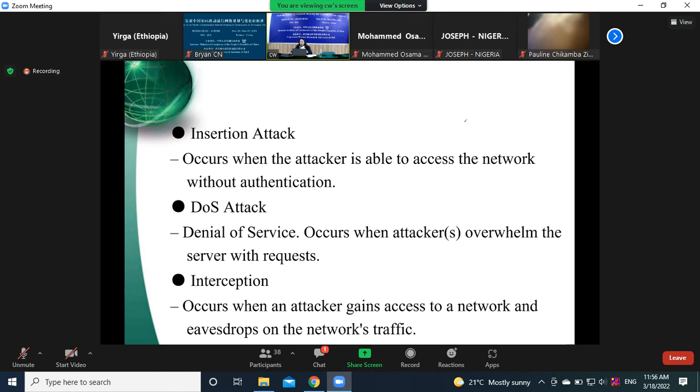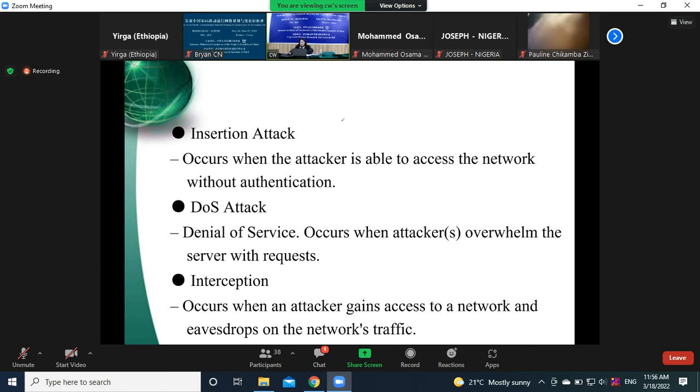Another is the insertion attack. An insertion attack occurs when the attacker is able to access the network without authentication. And then another is a DoS attack. Just now, I remember some students asked about the DoS attack. Yeah, DoS is denial of service. It occurs when the attackers flood the service with requests.